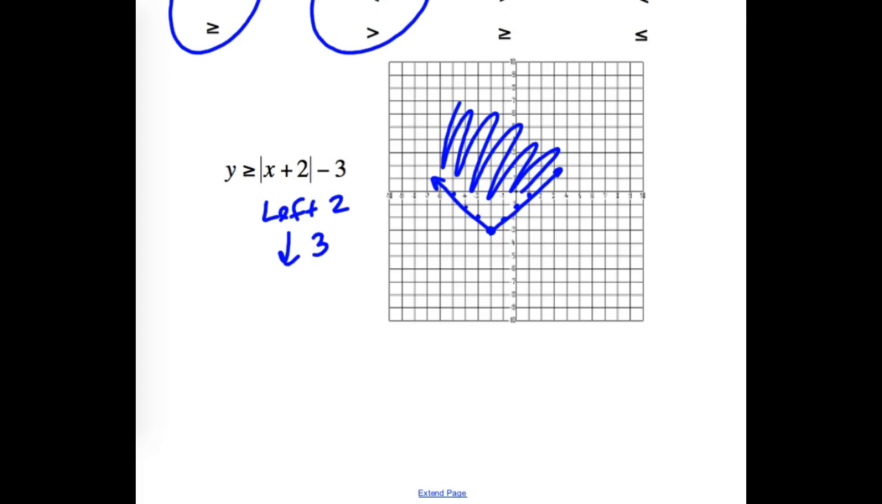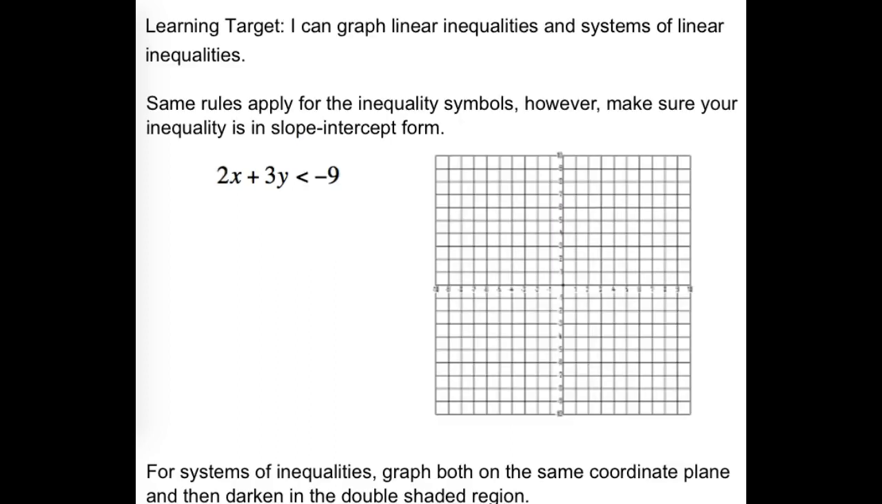All right, continuing to look at graphing inequalities, but these are just linear ones. Okay. Same rules apply. So if we are going to graph this, I want it solved for y if I'm going to use that concept of shading above and below. Okay. So how would we solve this for y?